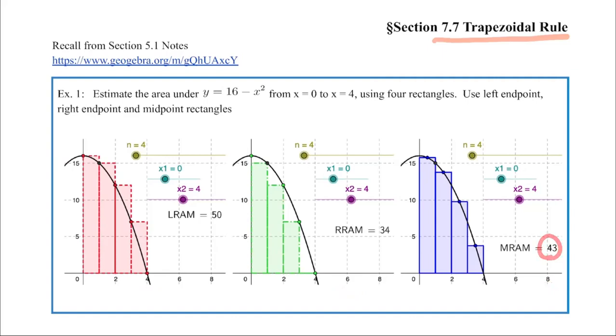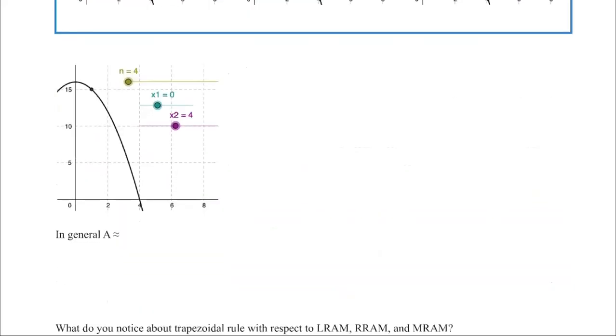So it's 43, right? But we're going to have another method, as the name suggests, the trapezoidal rule. So what do I do? I'm going to draw a box, a line like this. And I'm going to draw a trapezoid. And that's 1, 2, 3, 4 of them. But what is a trapezoid? Well, a trapezoid looks like this.